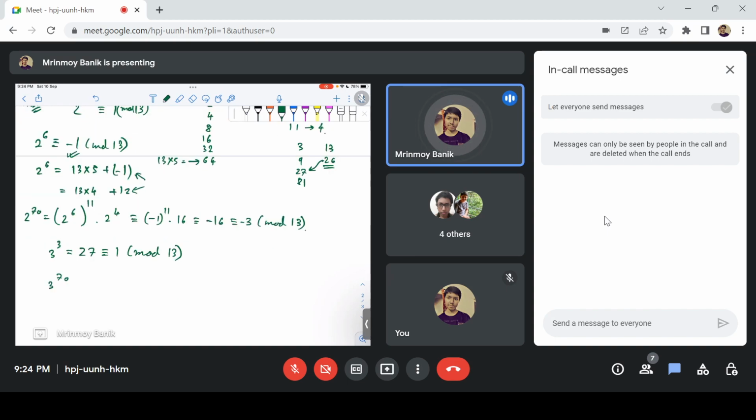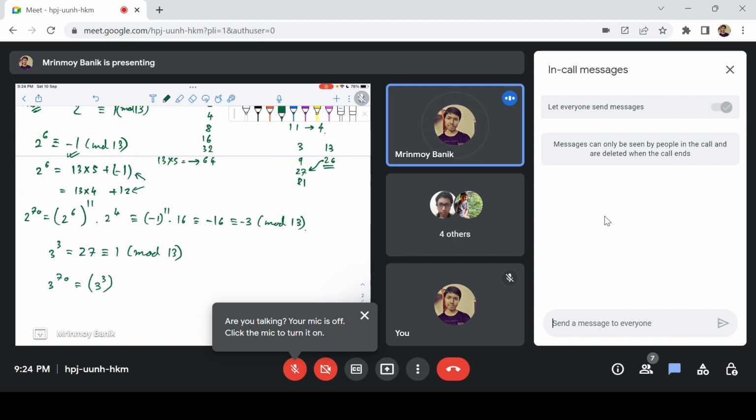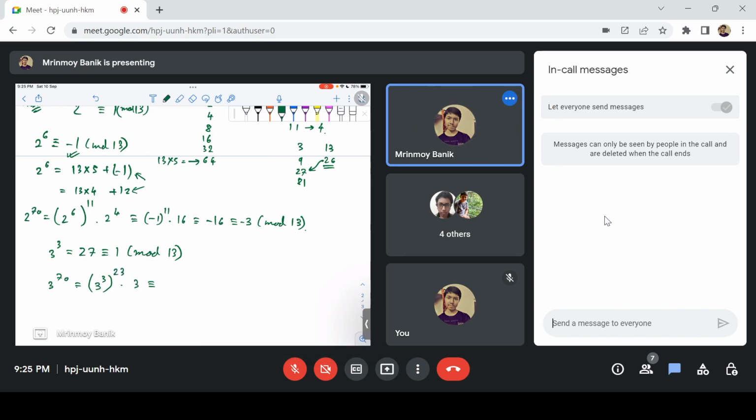So 3 power 70 is equal to 3 power 3 whole power 23 times 3. This is congruent to 1 power 23 times 3, congruent to 3 mod 13.